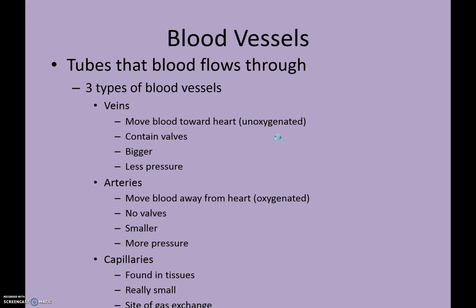Now, arteries basically have no valves. Because of gravity, there's really no backflow associated in arteries. They tend to be smaller and they actually have more pressure. And then the final blood vessel type is the capillaries, which we find in all of our body tissues. Now they are really small, and these are the sites of where gas exchange occurs.